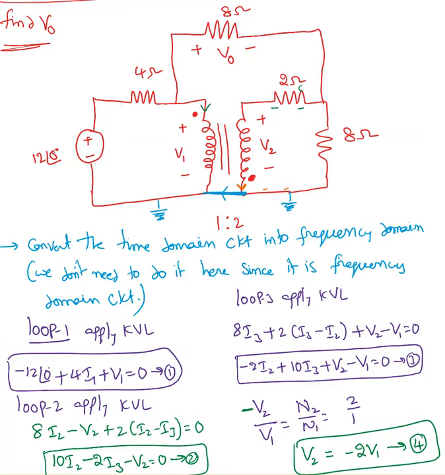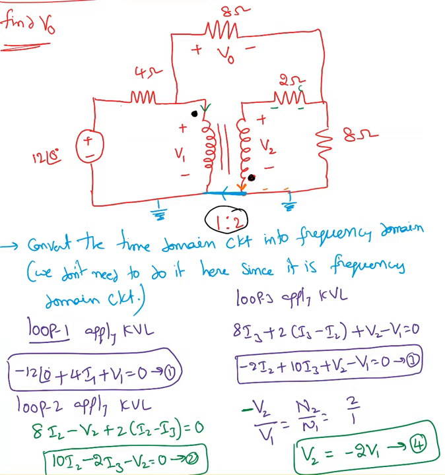Here is an example based on the ideal transformer with the transformer ratio. Okay, so the transformer ratio he gave us as 1:2 right there. Okay, and V1, V2 are given and there are dots right there. So in this kind of circuits, first thing we need to do is convert the time domain circuit into frequency domain. Here the given circuit is already in frequency domain. We don't need to do anything. Keep it as it is.